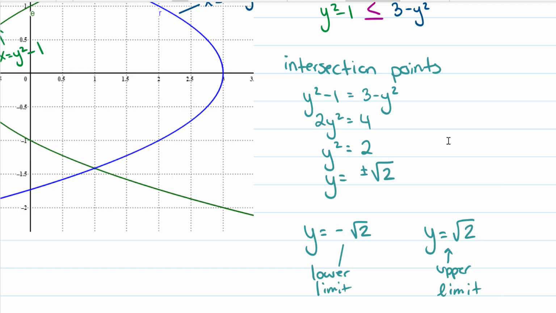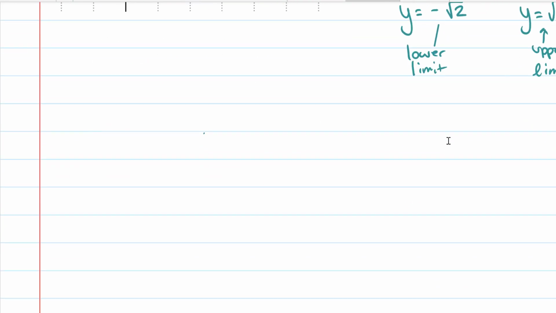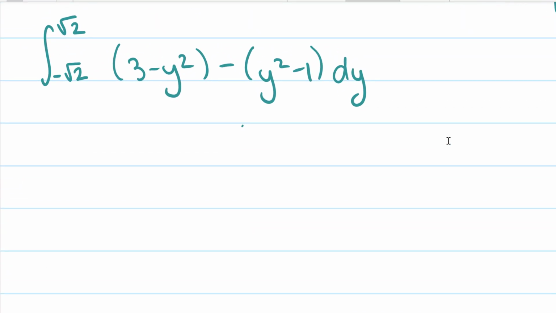Now all we need to do is set up the integral and solve. So we get that this is the integral from negative square root of 2 to square root of 2 of 3 minus y squared minus y squared minus 1 dy. We get this because 3 minus y squared is our right graph and y squared minus 1 is our left graph.